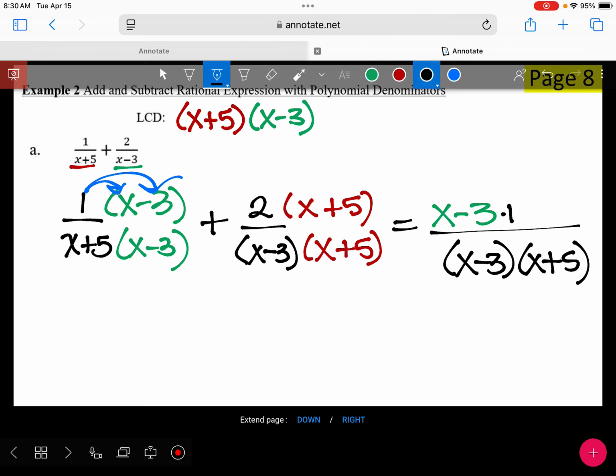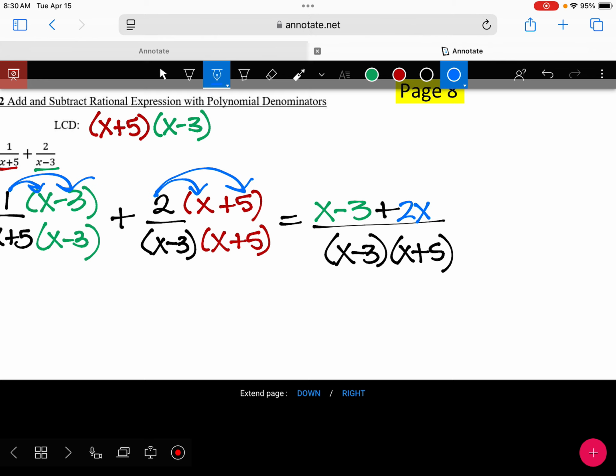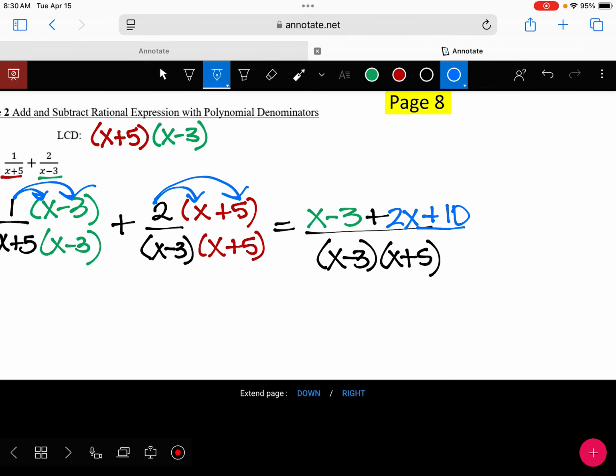Bring down the plus sign. But this one, I have to multiply it by 2. So I have to take 2 times x and 2 times 5. So 2 times x is 2x. What's 2 times 5? 10. All right, so now everything is multiplied. All I need to do is combine my like terms.